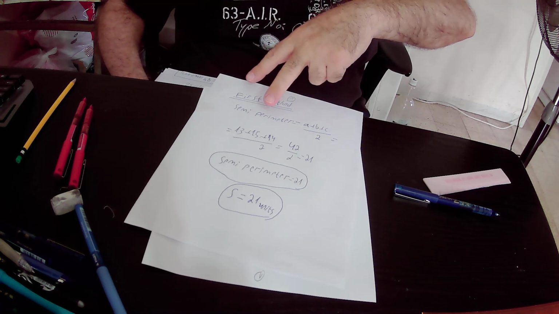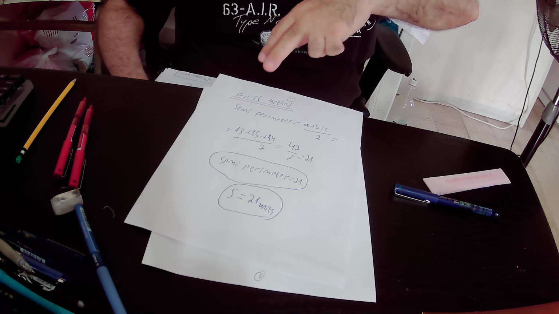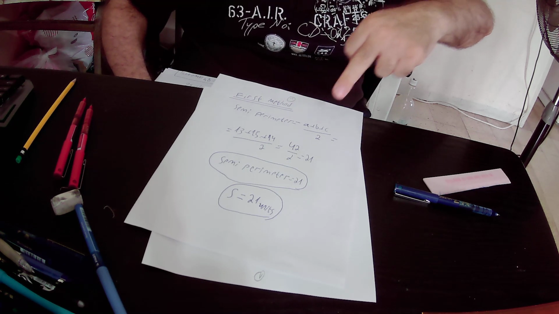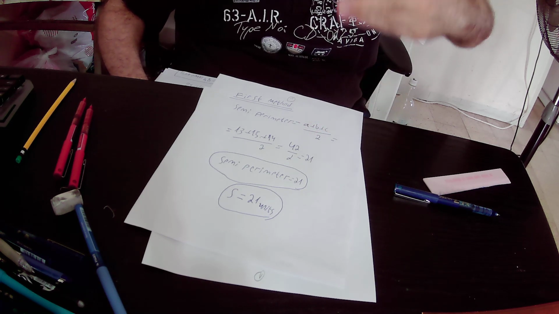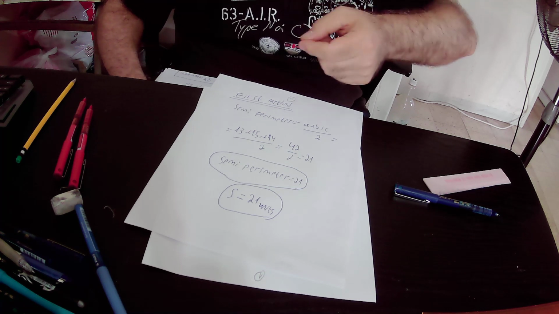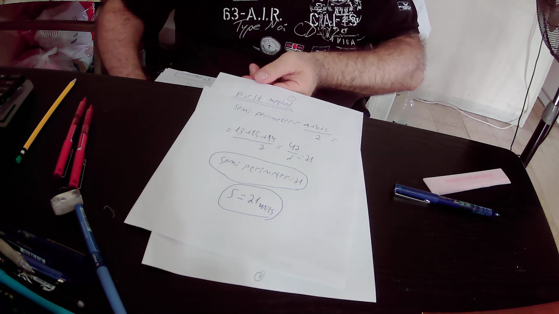A is 13, B is 15, and C is 14. So 13 plus 15 plus 14 over 2 is 42 over 2, and we found out that 42 over 2 is 21. So we found out that the semi-perimeter of triangle ABC equals 21 units.